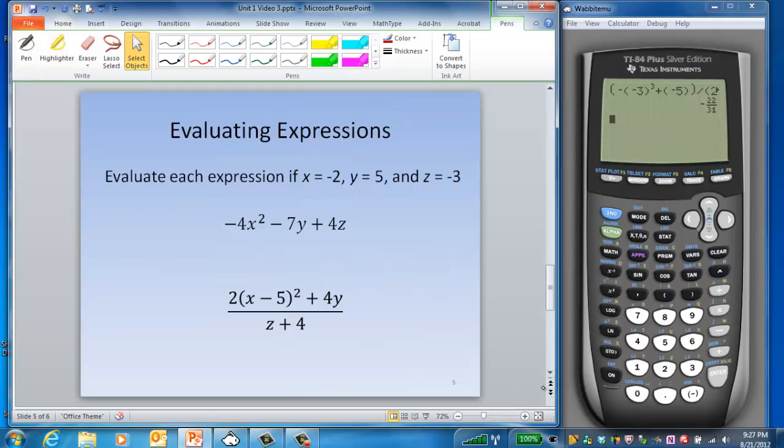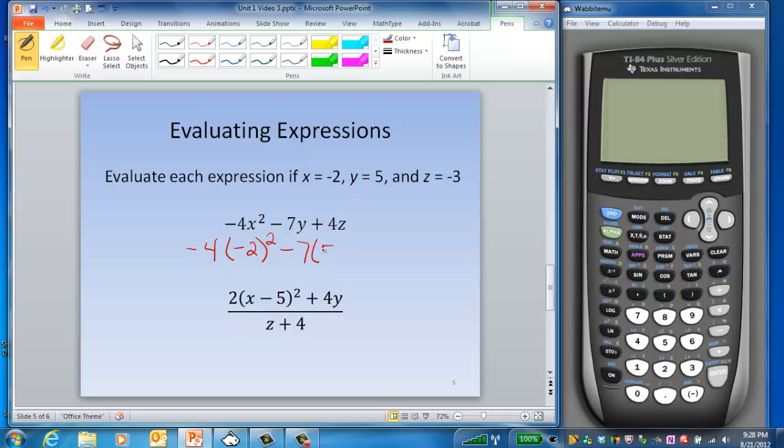Last thing to talk about here is evaluating expressions where they give you values of a variable. Your job then is to plug in those variables in the right spot. So this one here, we start with the -4, then it says to take x squared. Up here they're telling me x is -2. Here's what we were talking about with those negative numbers being raised to a power. I want to make sure I take the -2 and square it. The parentheses are going to tell the calculator, take the -2 and square it, not just the 2.